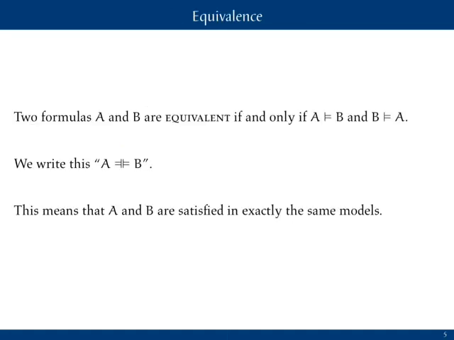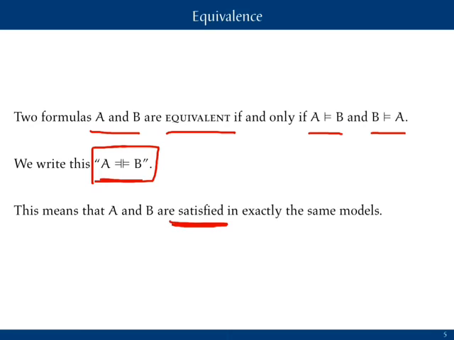So here's the definition. Two formulas A and B are said to be equivalent if and only if from A B follows and from B A follows. And we'll write this with a kind of double-headed turnstile. And this means that A and B are satisfied in exactly the same models. Satisfied is another word for made true. So all of the circumstances where A is true are circumstances where B is true, and vice versa.